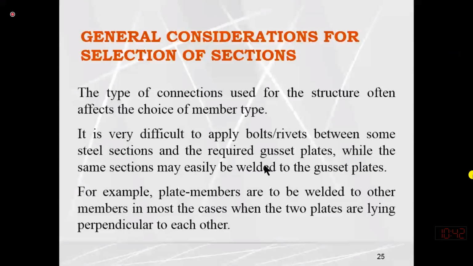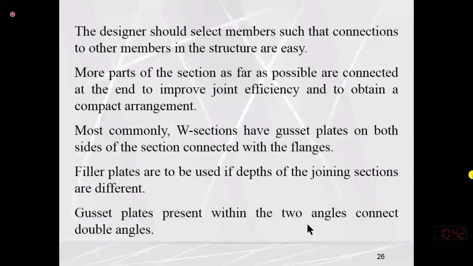For example, plate members are to be welded to each other in most cases when two plates are lying perpendicular to each other. If you understand, we have a T section with two plates, one vertical, one horizontal. These plates we cannot connect by fasteners. In that case, we have to weld to make a T section. Designers should select the members such that connections to other members in the structure are easy. As much of the section as possible should be connected.